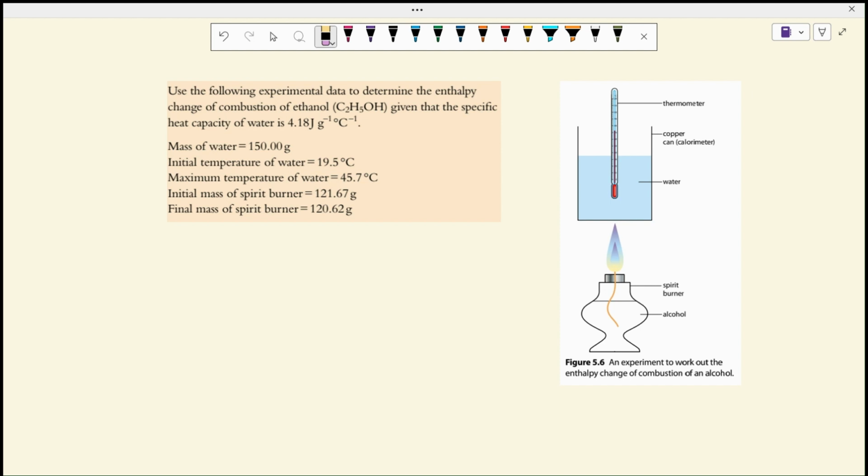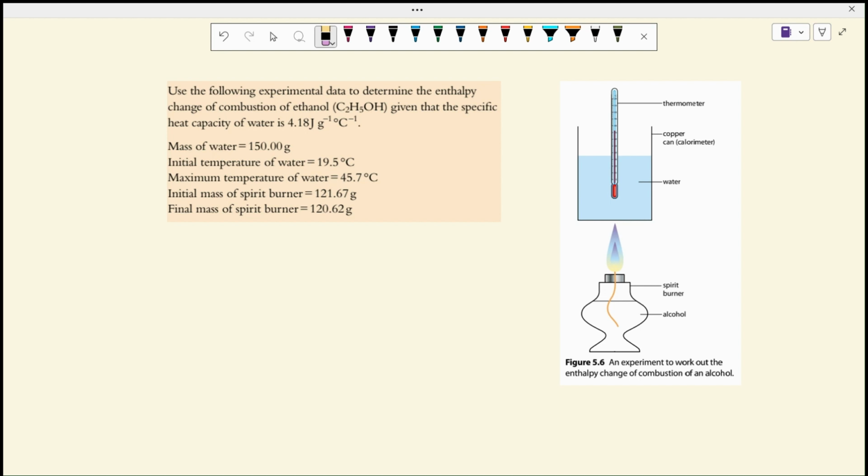The idea is that the heat given out in this combustion reaction, by burning our ethanol, is then used to heat another substance. In our case, this water. We're heating this water and we know the specific heat capacity of that water. That's very important. You have to know that, otherwise you can't do this. And we're given the specific heat capacity of water as 4.18. So now let's answer the question.